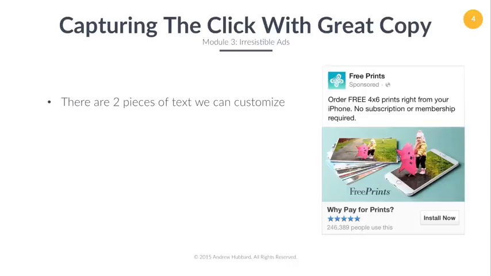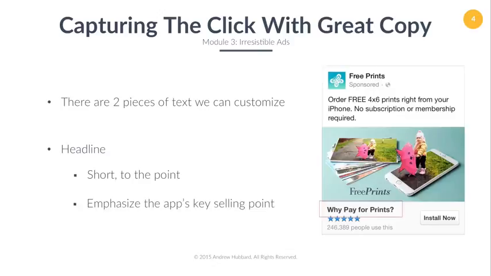Now you can see here that we've got an example ad again on the right, and I mentioned briefly in the earlier slide that there are two pieces of text that we can customize here. The first is the headline, and that's basically a very short piece of text, around 20 characters generally, though you can get away with it being a bit longer if you're using the Power Editor. But I do recommend keeping this very short and to the point. What you want to do is emphasize the app's key features or selling points in about 4 to 5 words max. That would be my recommendation.